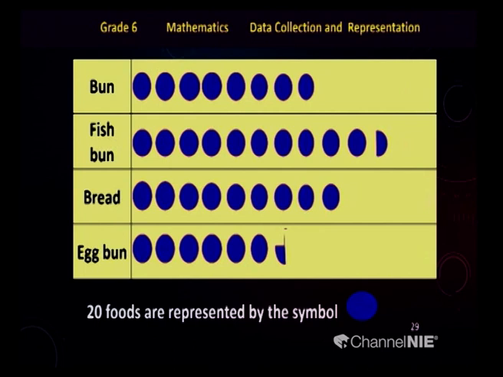Then at the end of this picture graph, you should write 20 foods are represented by that symbol, that is a circle. I hope you all have a good understanding about this lesson.